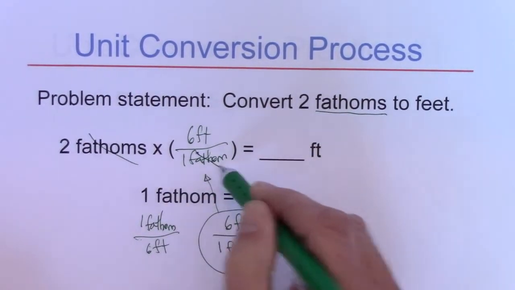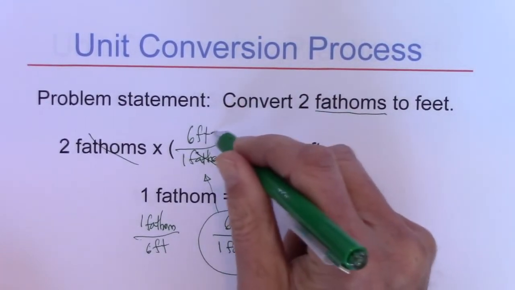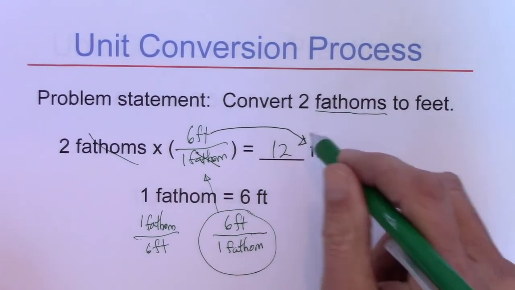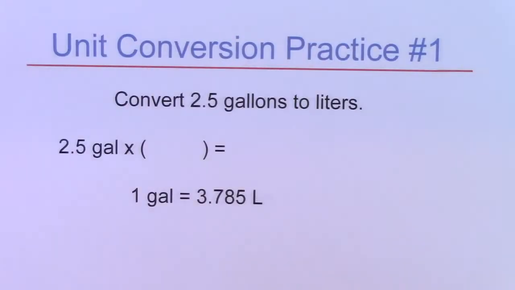Fathoms and fathom cancel. 2 times 6 is 12. And the feet here goes over here. So we've solved the problem. 2 fathoms end up being equal to 12 feet. So let's practice that some to try to speed things up in the process.